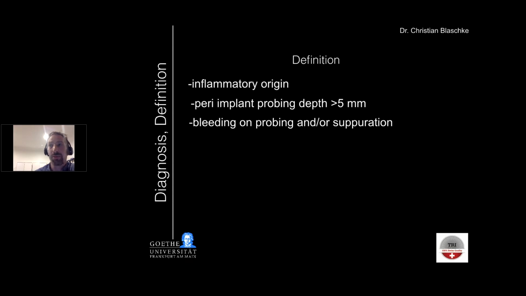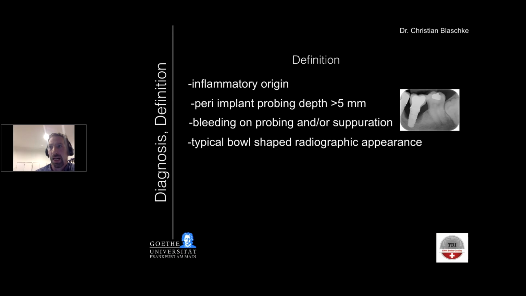We want to see bleeding on probing or suppuration. Again, opinions are changing a little bit currently on that, but this is still the definition. We have bleeding on probing and/or suppuration. We have a typical bony defect. So these are the typical bony defects we see in peri-implantitis. It's not a flat defect, it's a bowl-shaped defect.